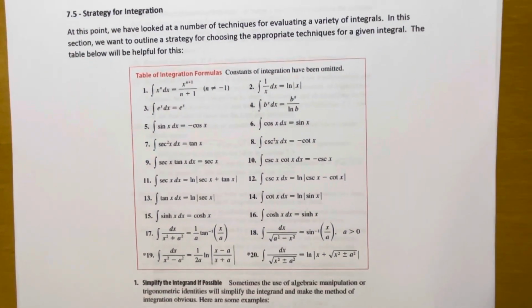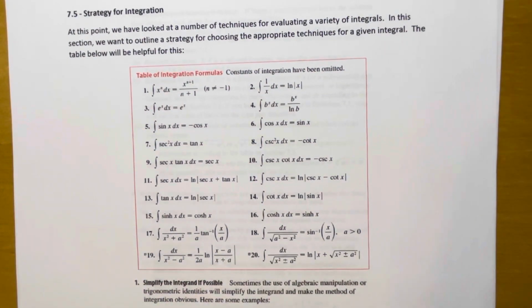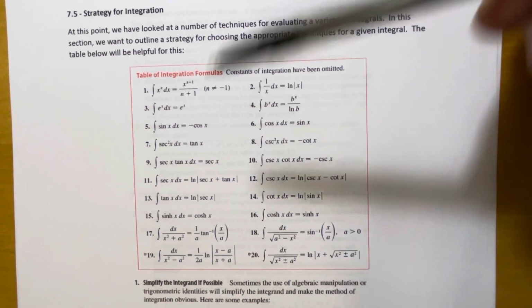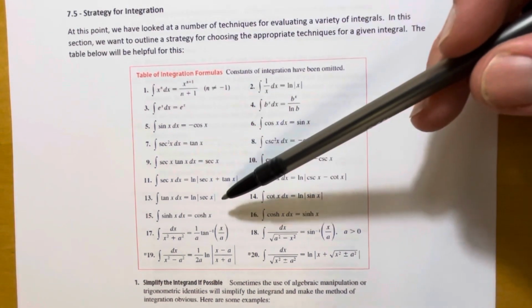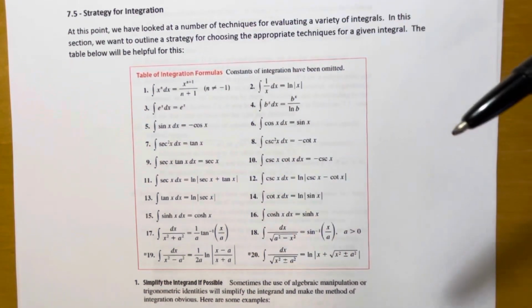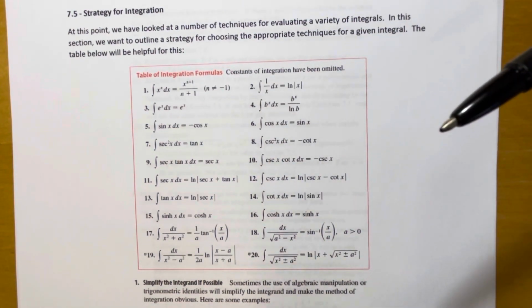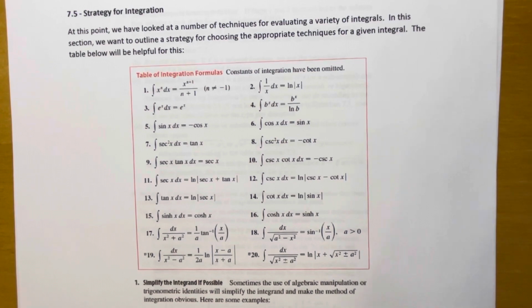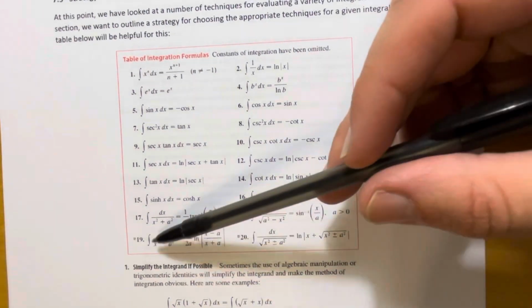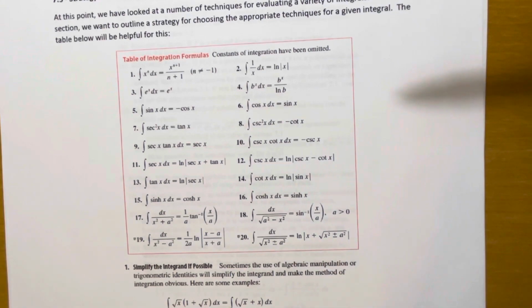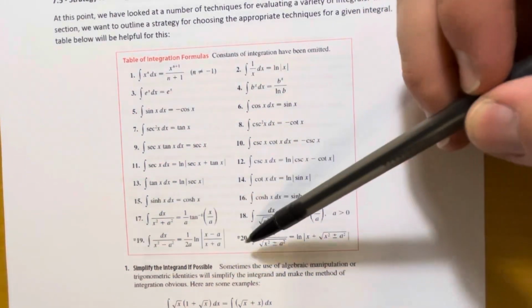So to begin with, I have this table here. It includes 20 common integrals that we already know. Most of these are integrals that you should have memorized by this point, just because they show up pretty frequently. The two that you don't necessarily need to have memorized are the last two, 19 and 20. And the reason for that, you'll notice there are these little asterisks here.